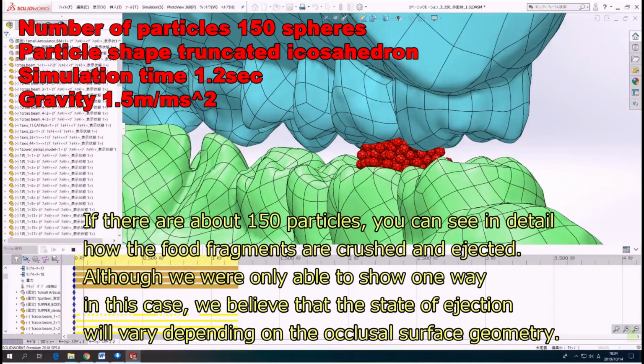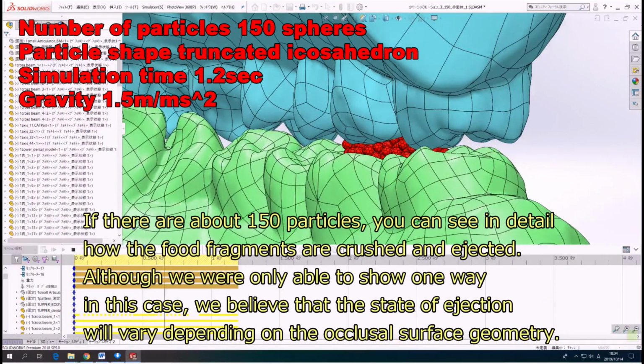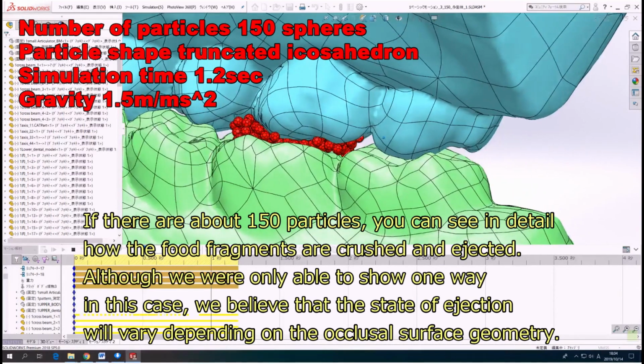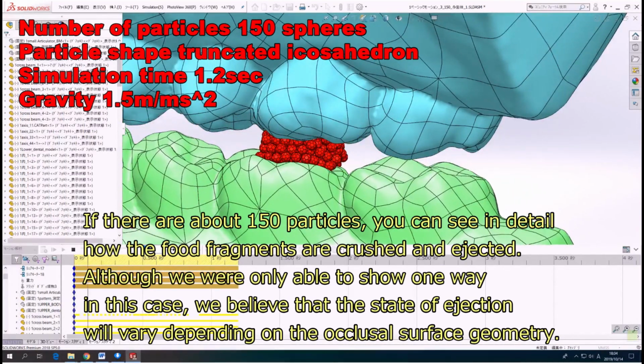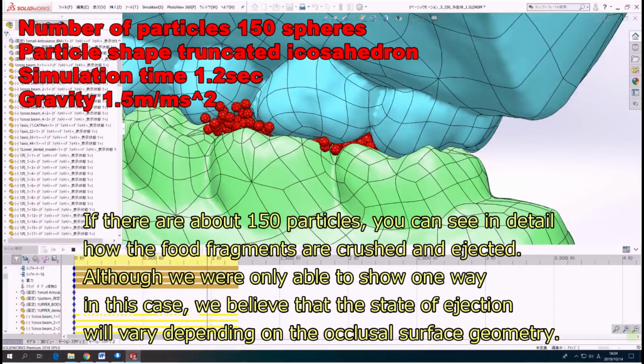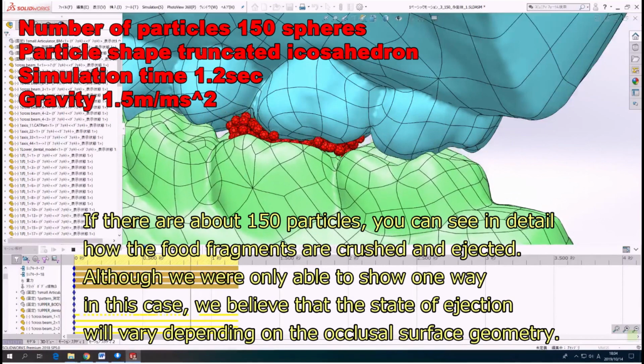If there are about 150 particles, you can see in detail how the food fragments are crushed and ejected. Although we were only able to show one way in this case, we believe that the state of ejection will vary depending on the occlusal surface geometry.